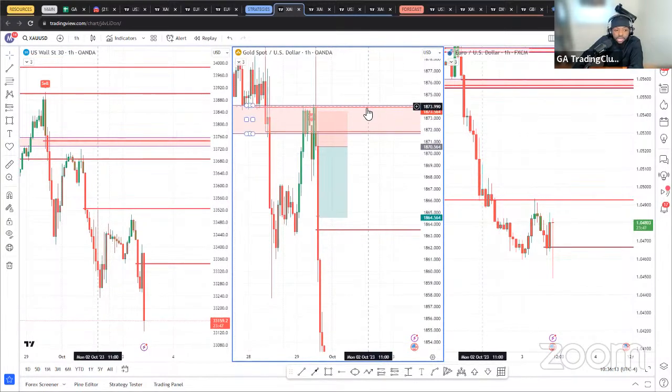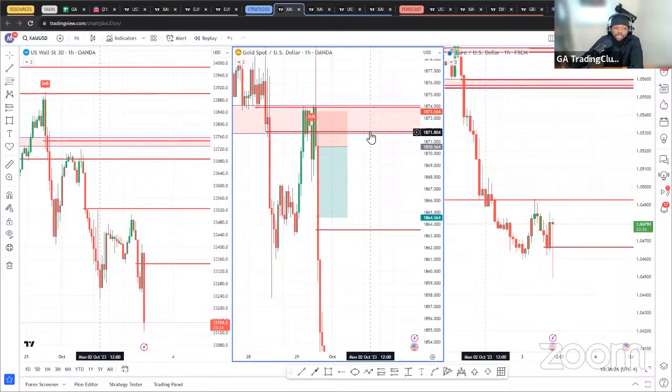So this is a double SAR. The top SAR is 1873.5. The bottom one is 1871.8. So that is like a 12 pip zone. So that's fine for me as an SAR. So remember, it's not a static 10 pip zone. Sometimes you just have to analyze and see what makes sense.